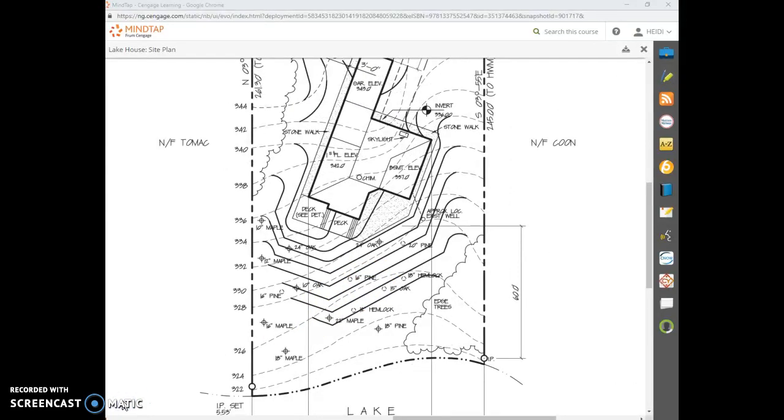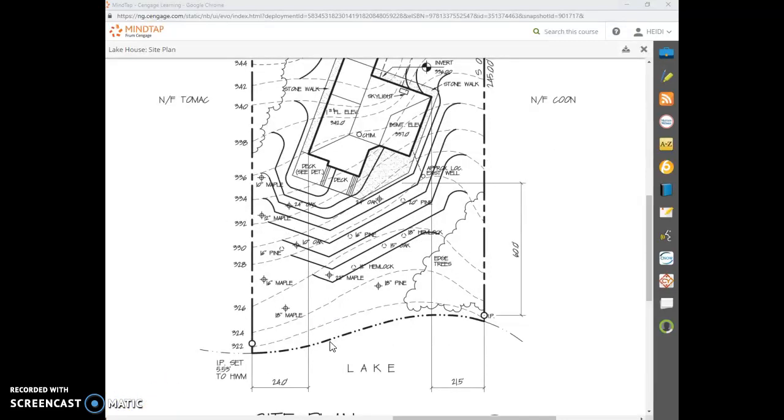Question number 4 says, how many trees are to remain on the site? So we're going to count those trees. Again, they're the circle with the crosshair through them, and that indicates remain. So we have 1, 2, 3, 4, 5, 6, 7, 8, and 9. I don't believe I counted that one. So there's 9 total trees.